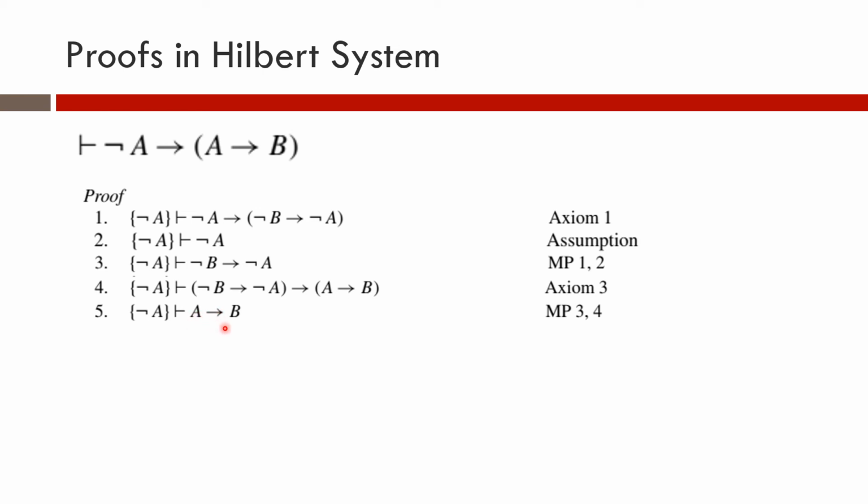And now we can apply deduction and we will get this formula proved. Applying deduction, we can take negation A to the right side and we can say that negation A implies B is provable by applying deduction to step 5. So thus we proved the given formula.